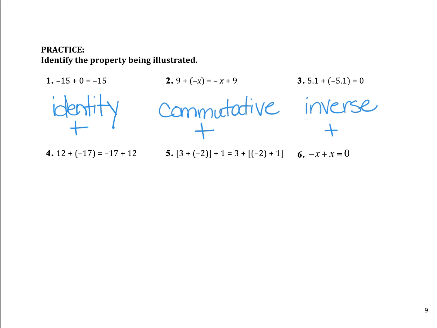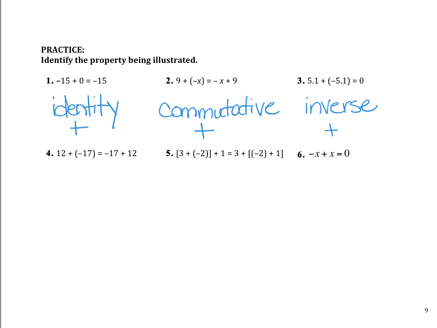Number 4, we have 12 plus negative 17 is equal to negative 17 plus 12. Again, in this case, we have switched the order of our numbers, and so this is going to be the commutative property of addition.